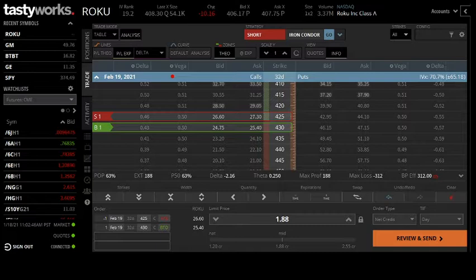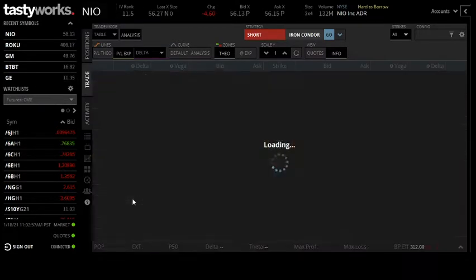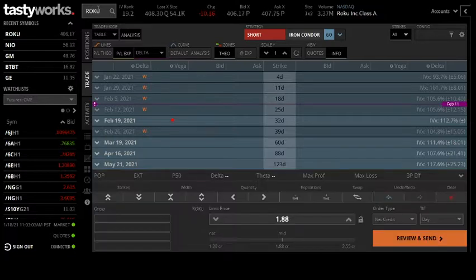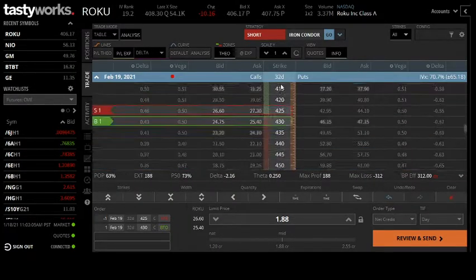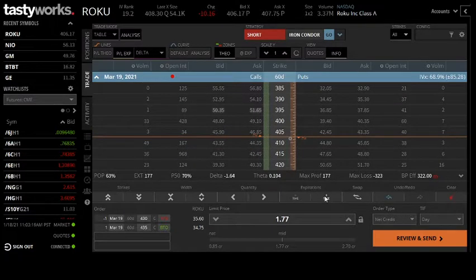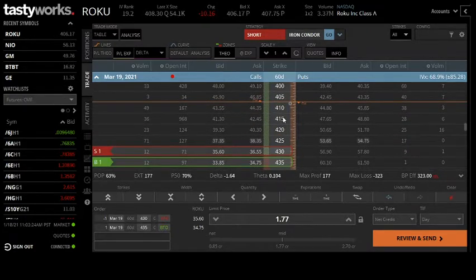I'll look at Neo. Yeah, I'm super bearish on Roku too. I think it's kind of showing signs of exhaustion. I would probably do a 425, 430 personally. I wouldn't go too much further out. It also depends on your volume and open interest. Tastyworks doesn't do NYSE volume, so the volume and open interest are a little worse on Tastyworks. But I deal with it. Their fills are amazing.